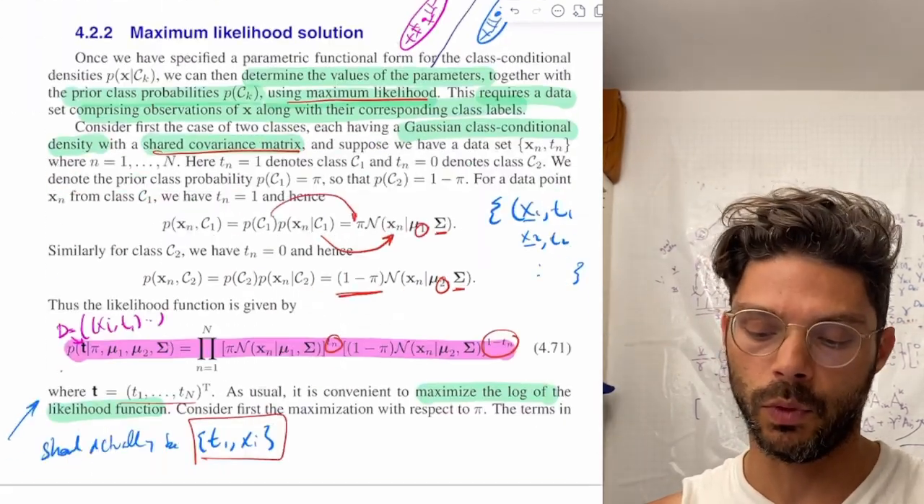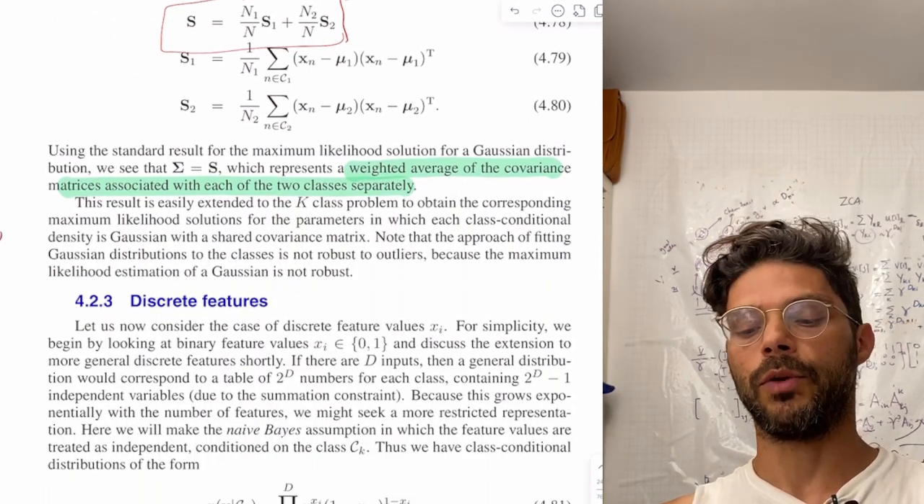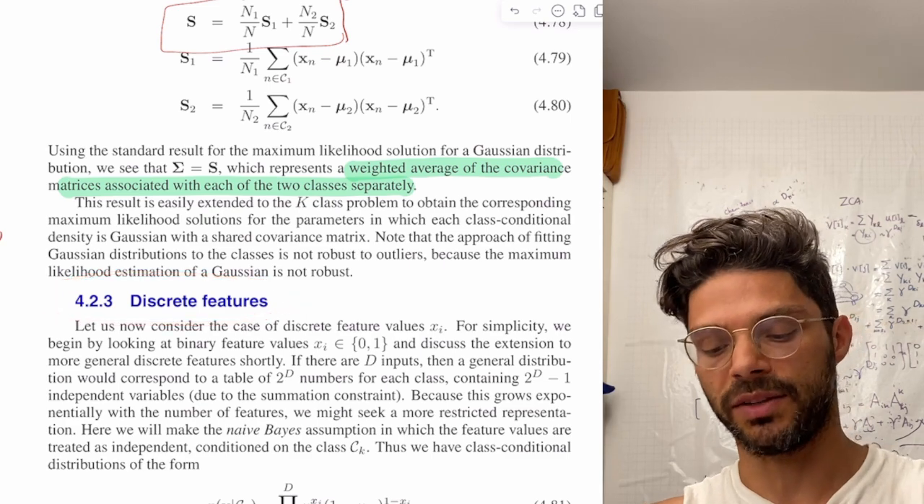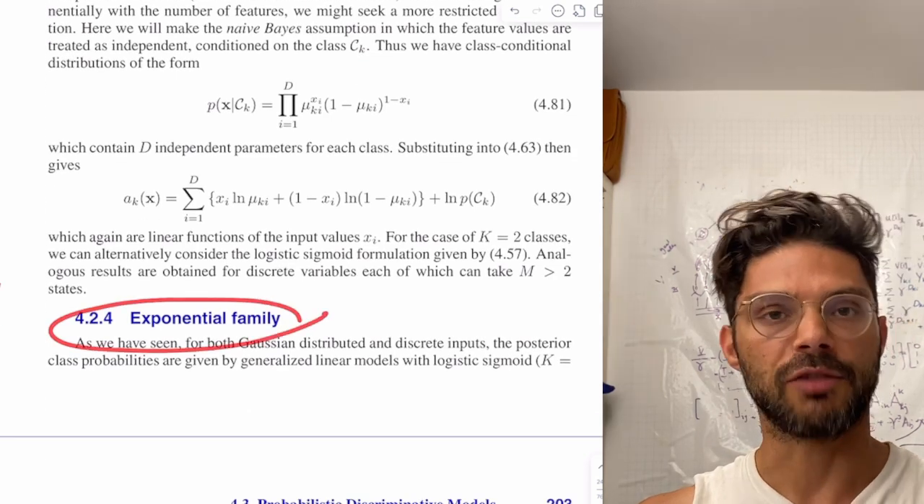And next time we will pick up and wrap up this particular section. We've been looking at continuous features, so what happens if we have discrete features? What are the decision boundaries then? Can we get linear decision boundaries then? And then also generalizing to the exponential family.